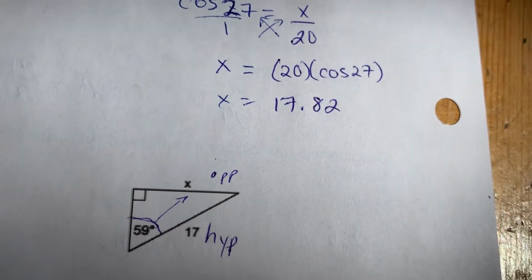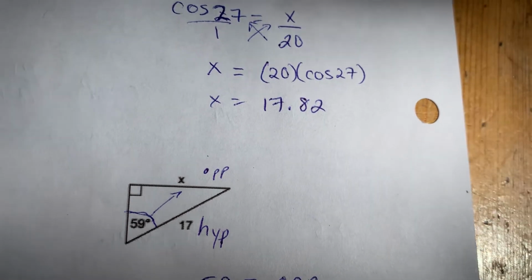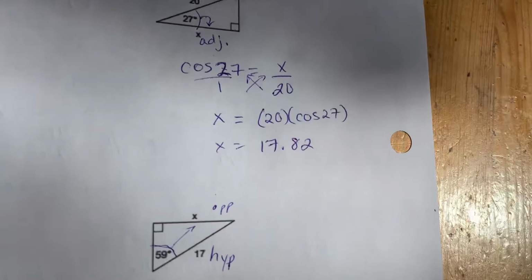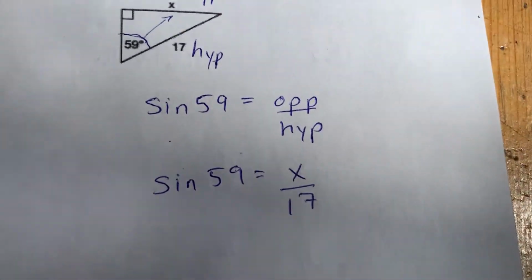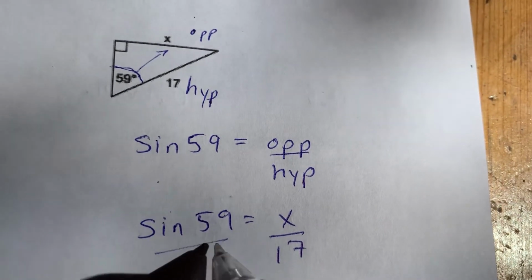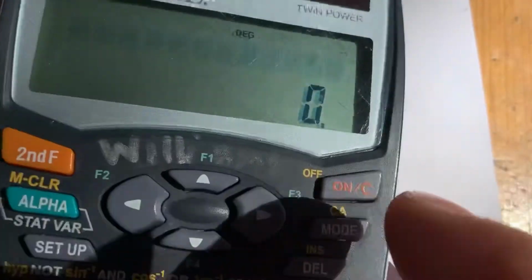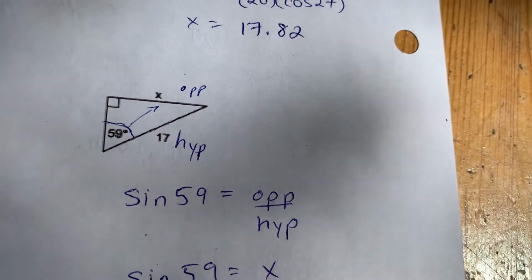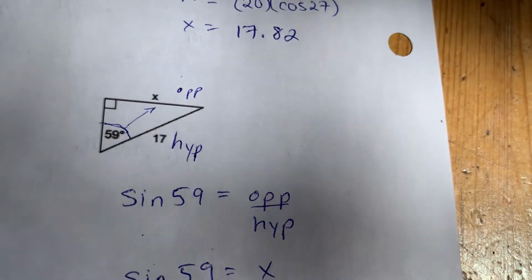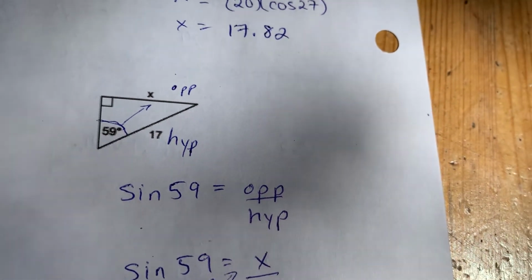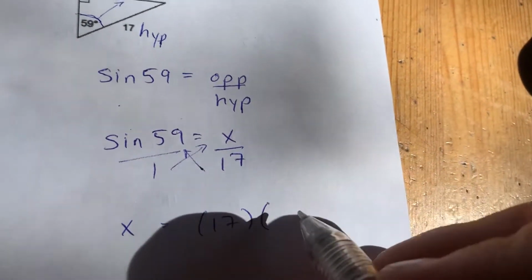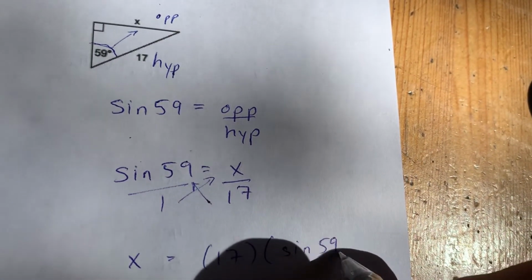So now I just sub in what I know. Sine 59 equals x over 17. Okay, so x over 17, again, guys, sine 59 is a number. We know it's a number. So it's a beautiful number. Any number can be written as a fraction when we write it over 1. So I'm going to do that when I cross multiply. So I end up with 1 times x is x, and 17 times sine 59.